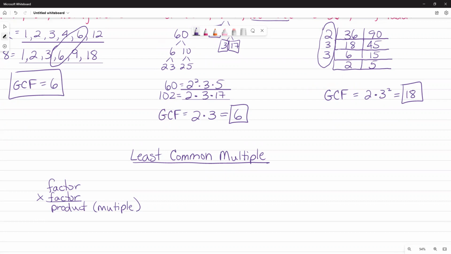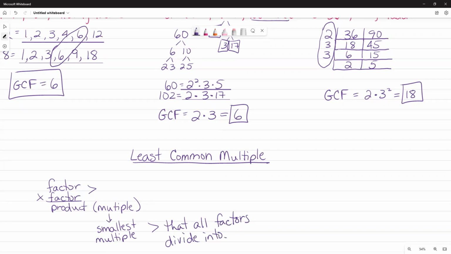So when we are looking for greatest common factor, we're looking for the largest number that you can multiply times another number to get your original number, because we're looking at the largest number that can divide equally into the given number. With multiple, we're looking for the least common multiple. So we're looking for the smallest multiple that all factors divide into.